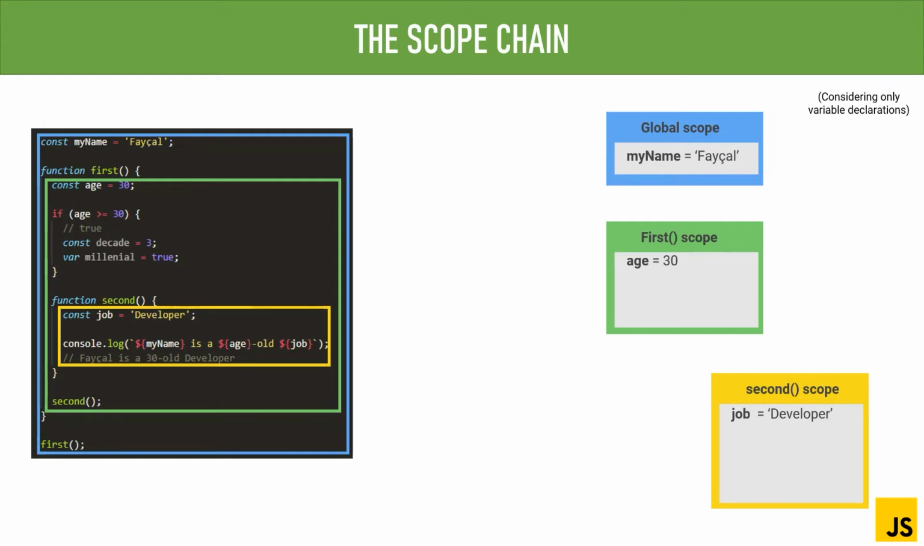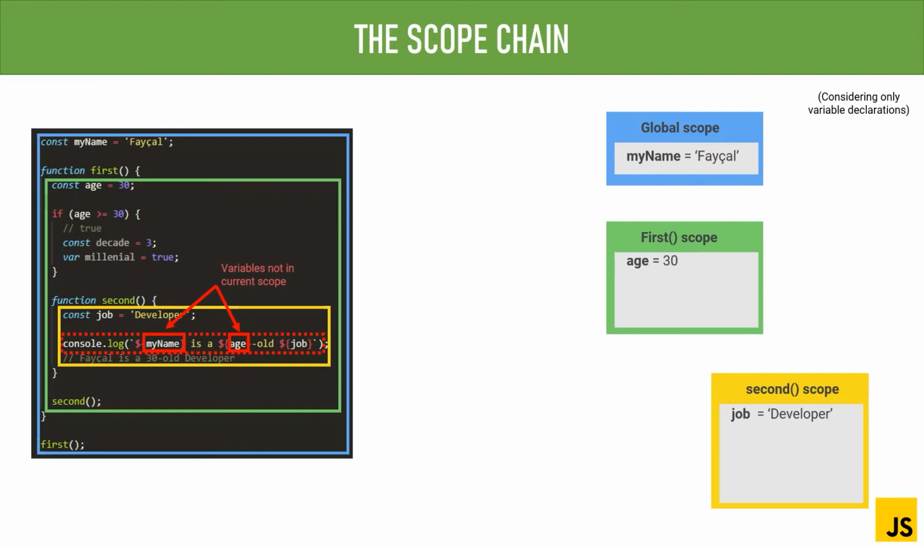Because here in the second function we have this line of code where we need the myName variable and the age variable, which were both not declared inside the current scope. But we really need these variables here because otherwise we can't create this string, right? So how can this be fixed?